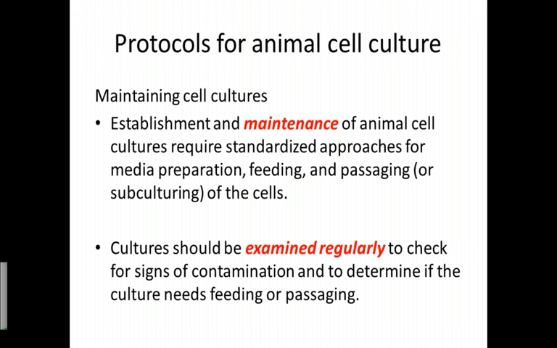So how do we maintain the cell cultures? For cell cultures, we will always need to change the medium or subculture the cells when they have reached confluency, which means that once they have occupied all the available space of the culture dishes or the flasks, we will need to divide them and separate them into different culture dishes. These cultures should be examined regularly. You need to observe under the microscope to check for any signs of contamination and to determine whether you need to change the medium or subculture the cells.